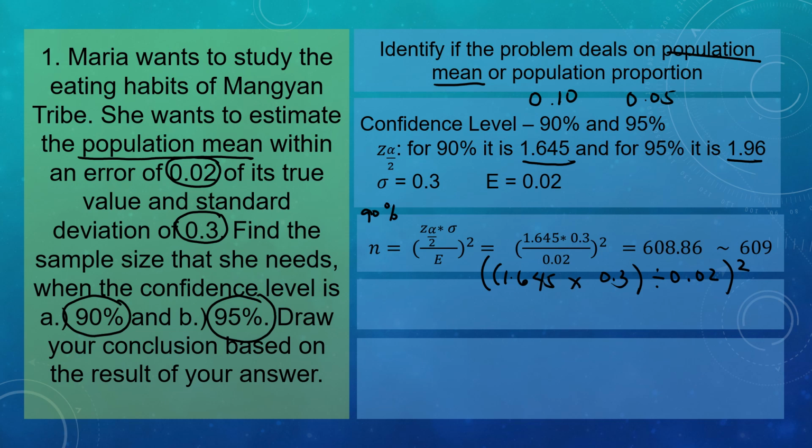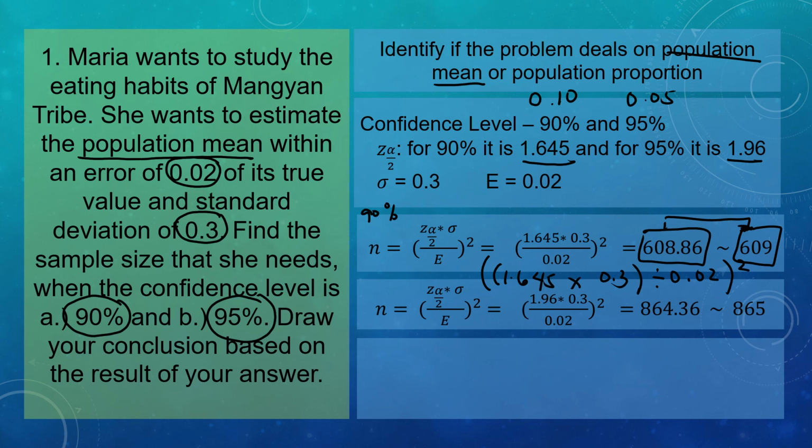Again, to find the final answer, press on your calculator open parentheses, 1.645 times 0.3, close, divided by 0.02, close, and then press squared. You get 608.86. However, the final answer is 609. Why? Because we're dealing with a population, and we know that we're dealing with a discrete variable. Since we're dealing with a discrete variable, it is not allowed to have decimal places. So therefore, for 608, we're going to round up. It means that we're going to add 1 to the whole number. It will be 609.